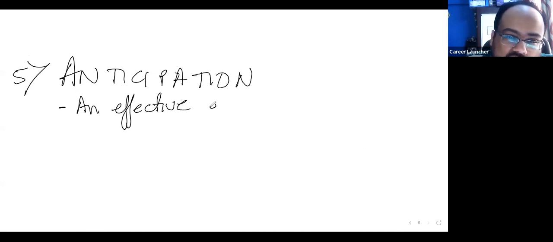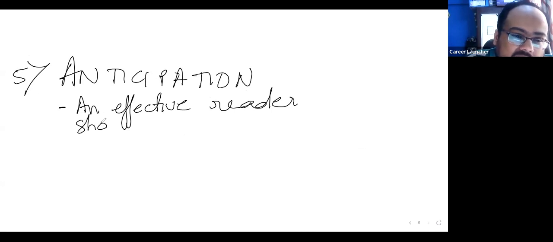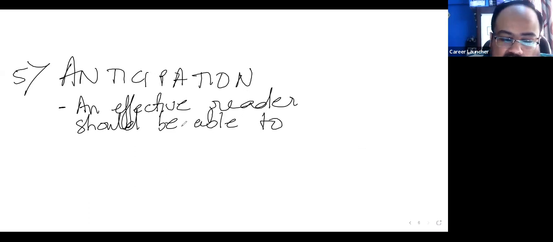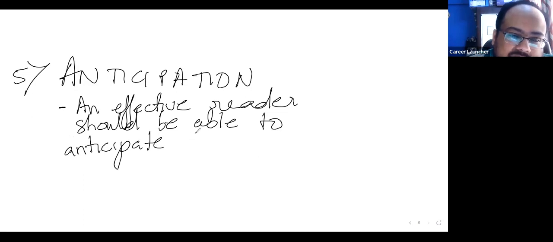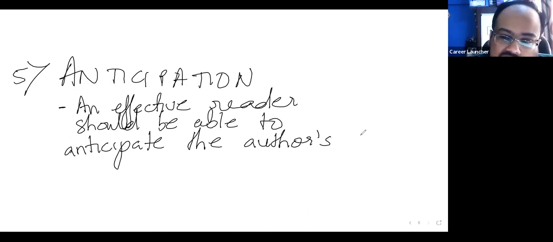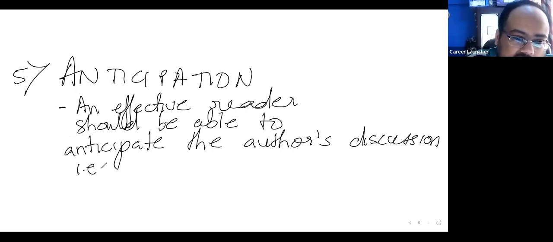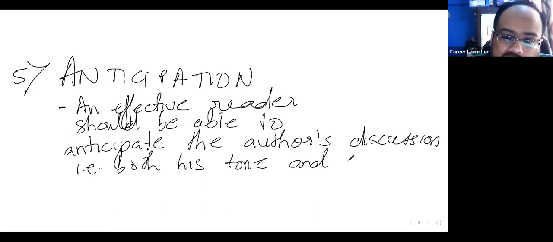An effective reader, see, all of this is from the perspective of an effective reader, should be able to anticipate the author's discussion. That is, both his or her tone and narration.